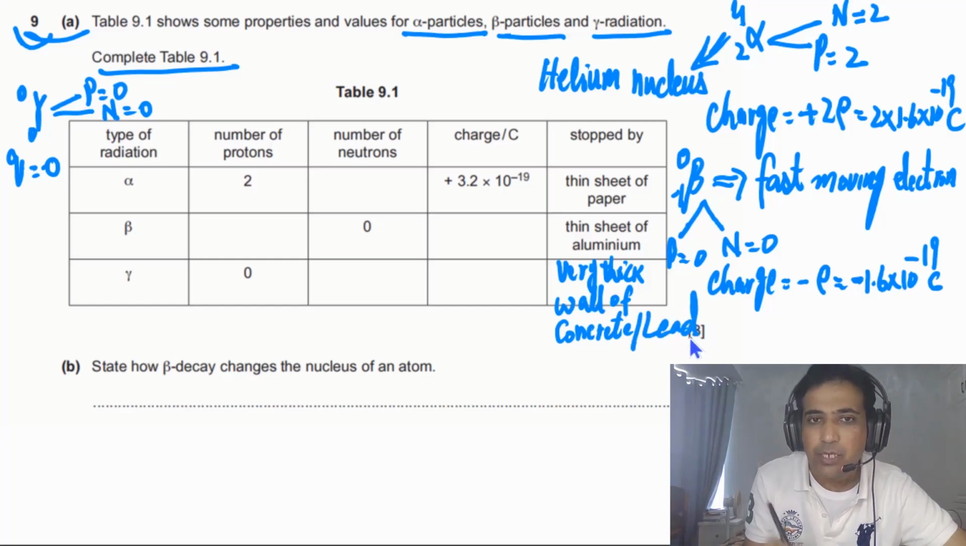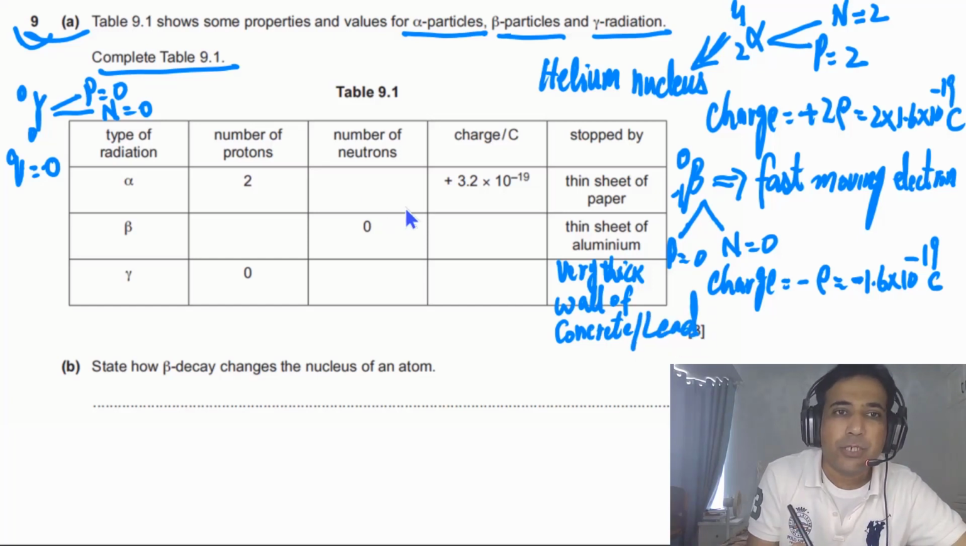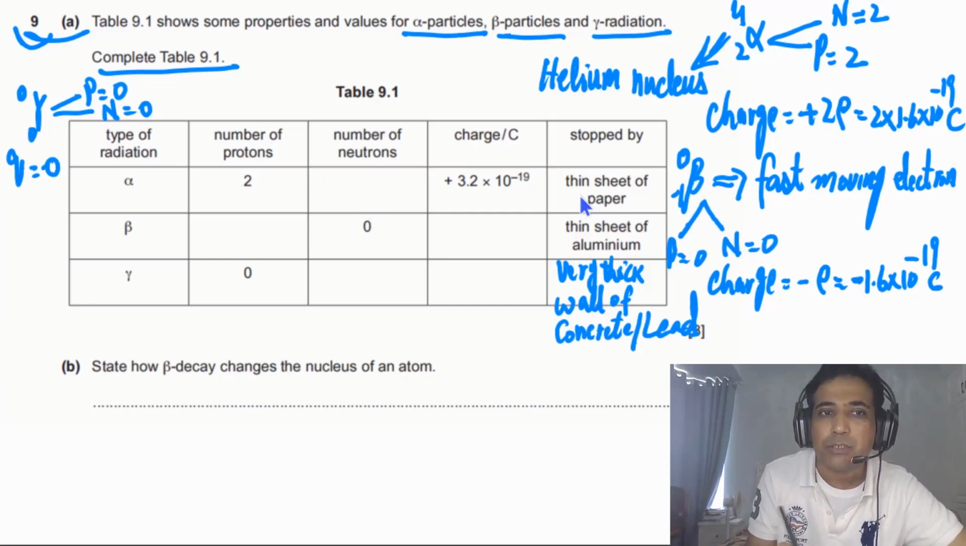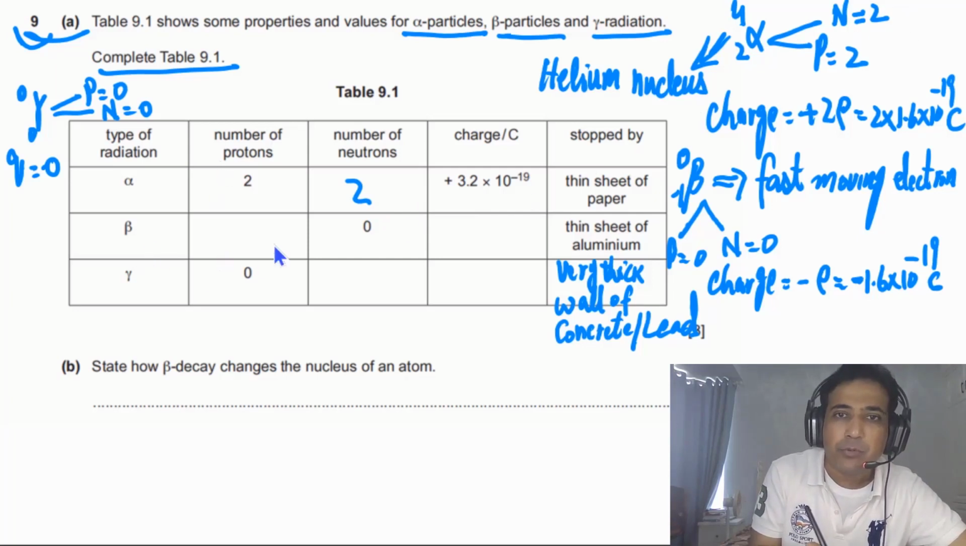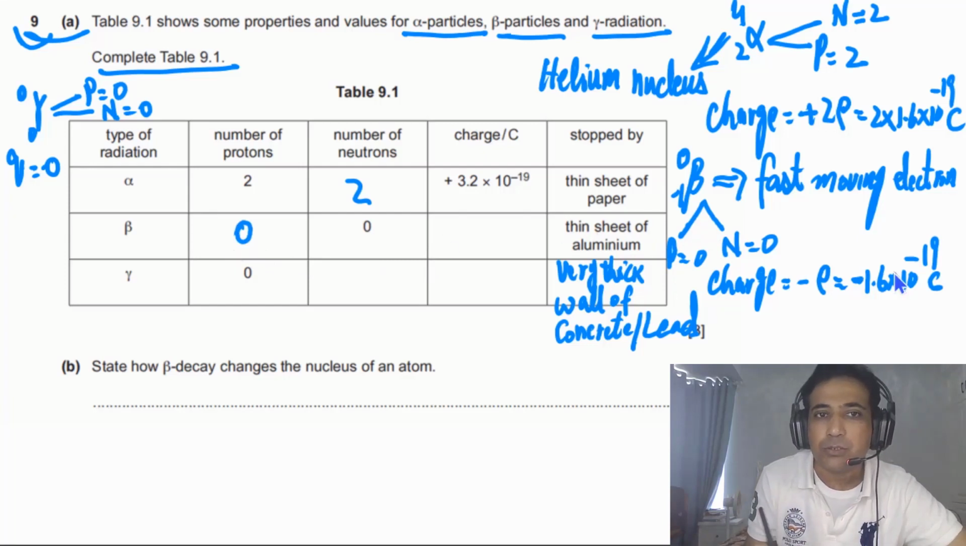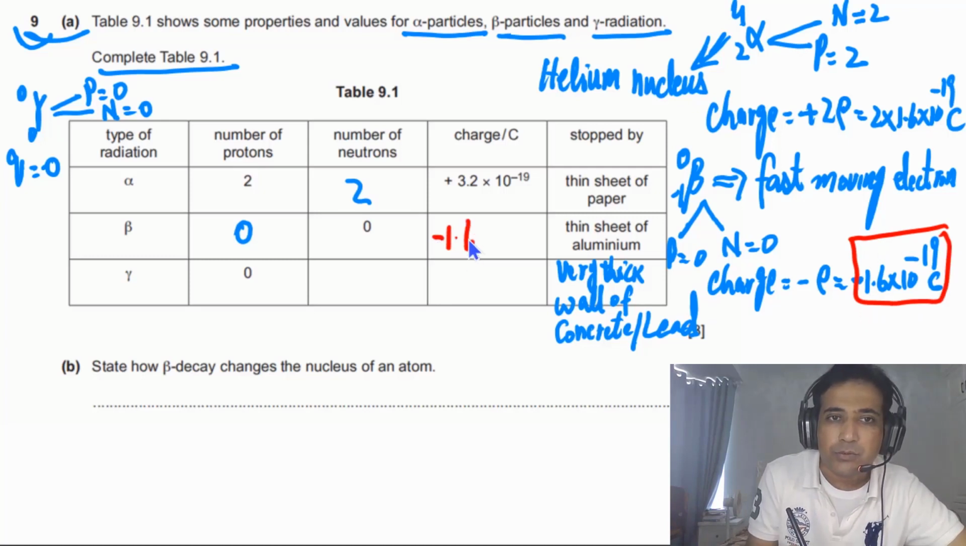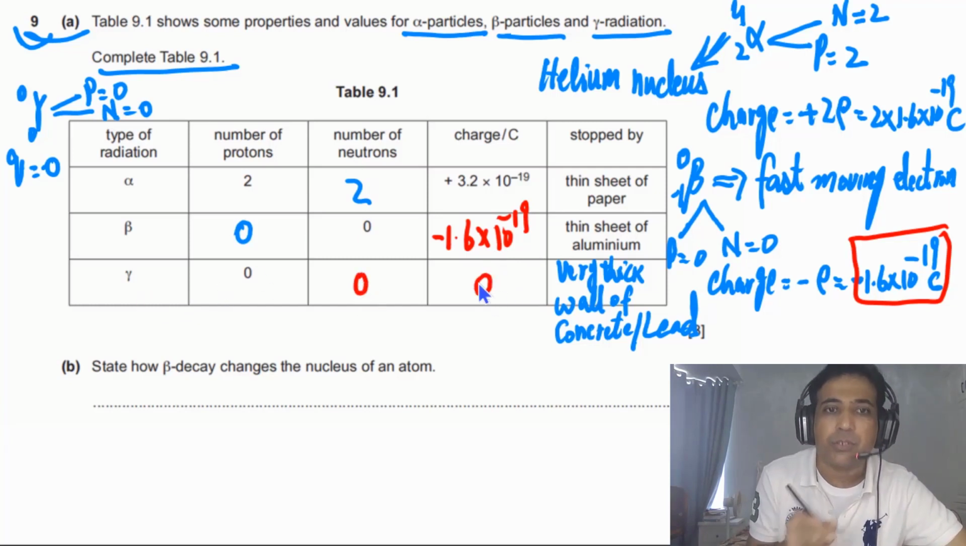Now let's try to fill this table, complete this table now. Alpha particle number of neutrons, it consists of 2 neutrons as we have written here. Beta particle number of protons, 0, so we have written here. So it has 0 number of protons. Charge on beta particle, charge is equal to this. So simply we can write them here. So this is minus 1.6 times 10 to the power minus 19 coulombs. Gamma radiation number of neutrons, 0. Charge, 0. So that's all what we need to do to answer part A.